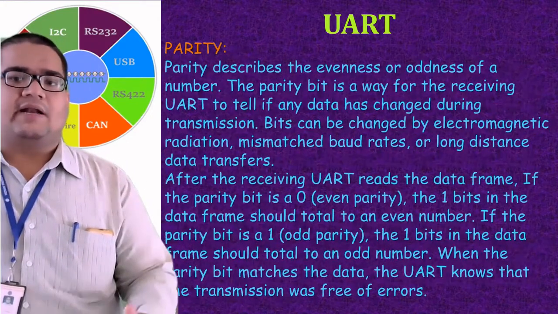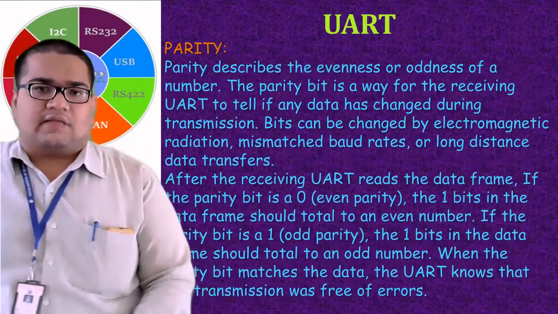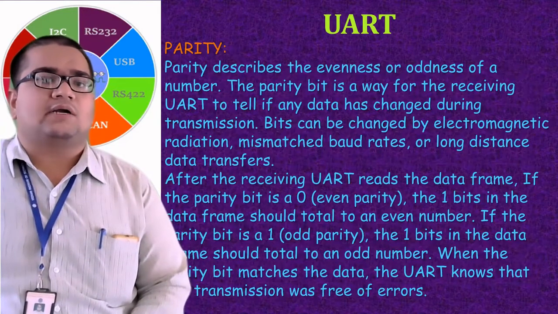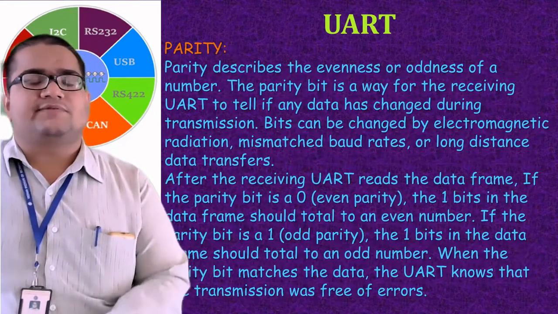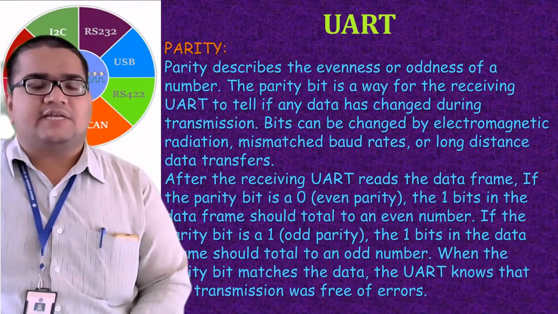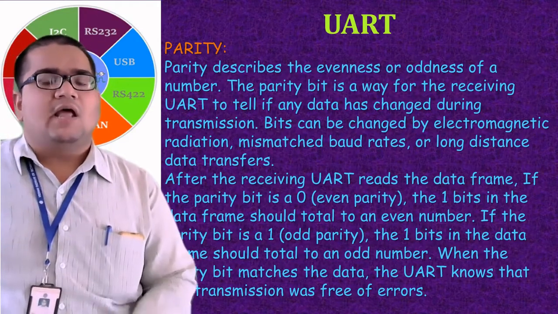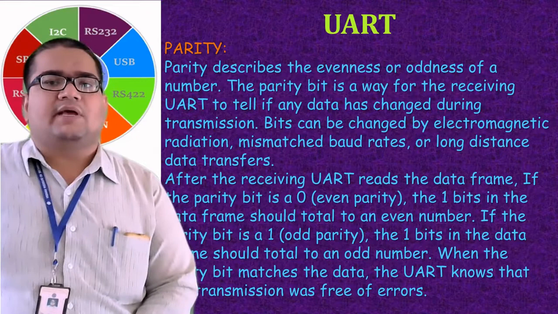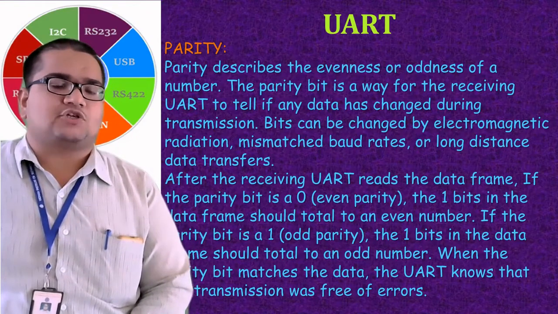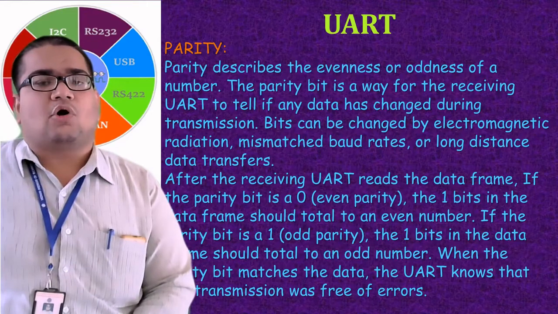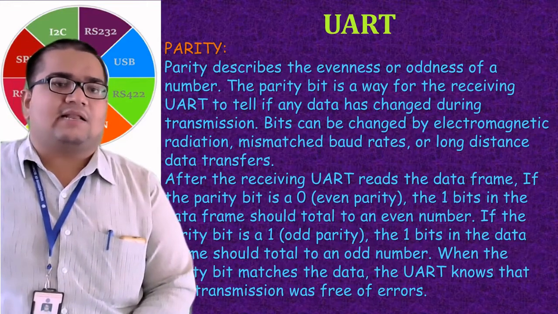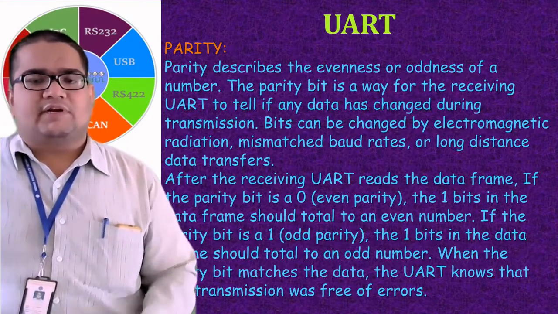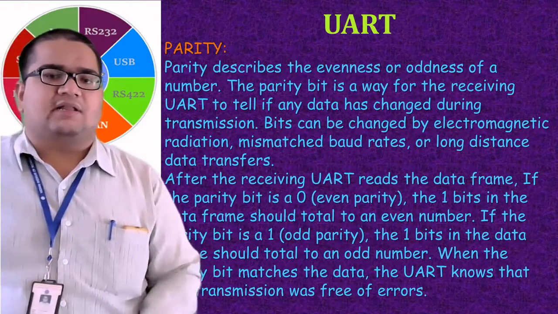What is parity? About the parity bit, it is mentioned here that the parity can be either even or odd parity. The parity bit is a way for the receiving UART to tell if the data has been changed during transmission. What exactly was intended to be sent and what was actually sent, whether they are the same or different. Like I told you, there can be electromagnetic radiation involved, a mismatch of the baud rate, line faults, and long distance. All these reasons may create an error in the transmitted data frame. One or more bits can get affected. Usually a 1 bit parity will help you detect a 1 bit error if there is one.